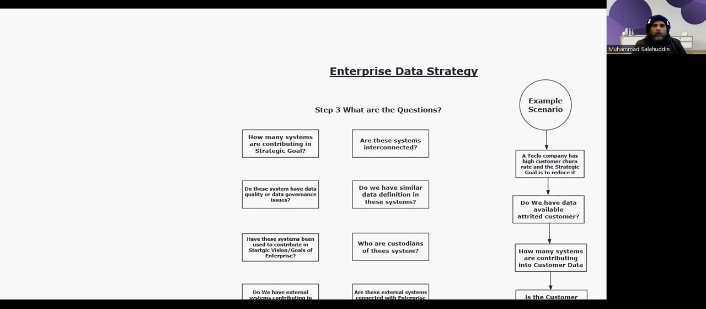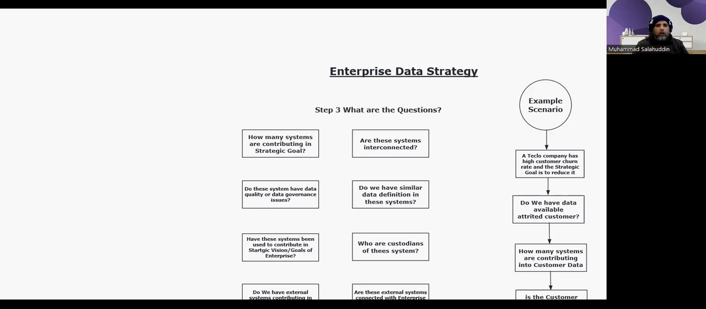So whatever the goal, I'm going to align it with the statement. For example, if a telco company has a high customer churn rate and a strategic goal to reduce it, we're first going to ask the question: how many systems in the enterprise landscape are contributing to the goal? That means how many systems are used to store customer-related data, whether customer information, customer interaction, or customer survey responses. That will help us refine which systems are contributing to this particular goal that has been set in front of us.